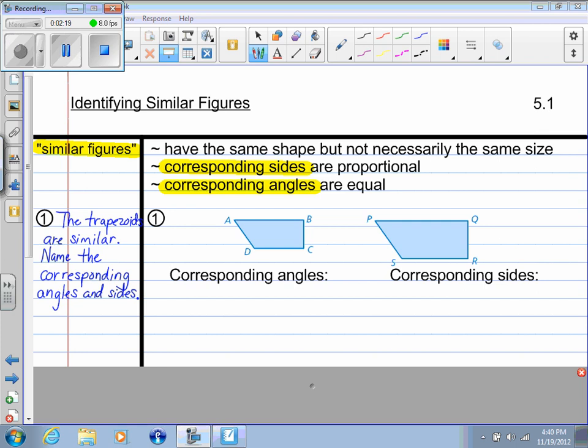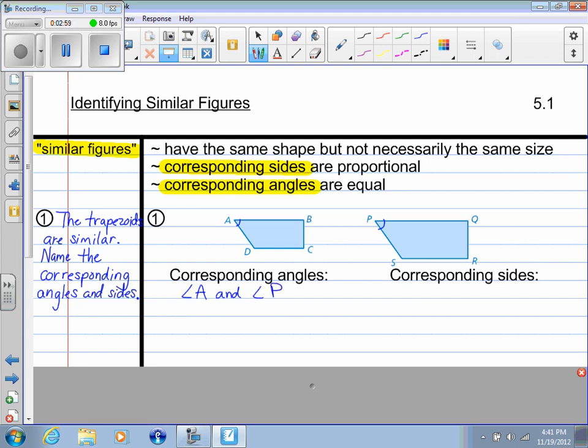Now let's look at the first trapezoid, ABCD, and we'll find an angle that we want to start with. I'd like to start with angle A. And I can see that angle A looks like it's in the same place that angle P is on the other trapezoid. You can see that this angled side AB and the angled side PS kind of match. So that means that angle A and angle P are matching angles. So corresponding angles, we can write angle A and angle P.